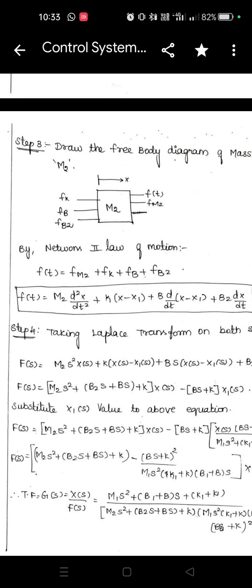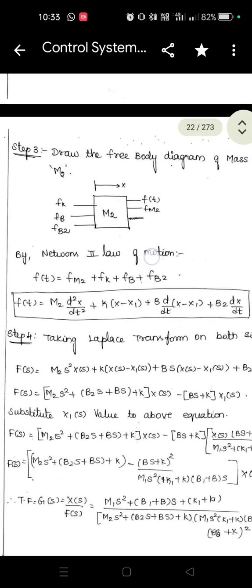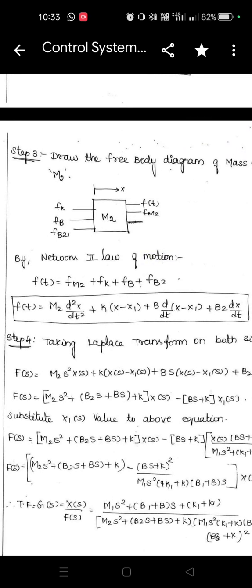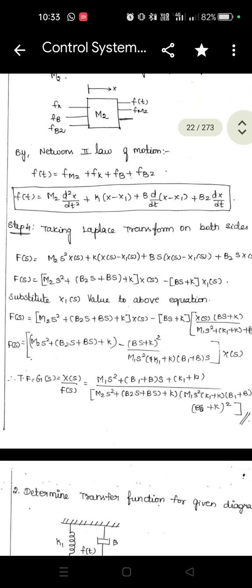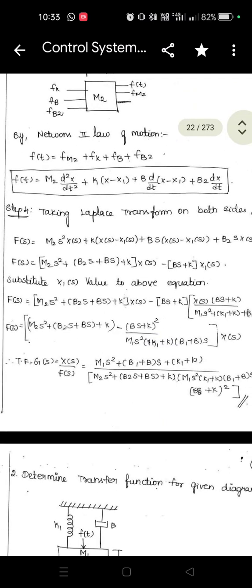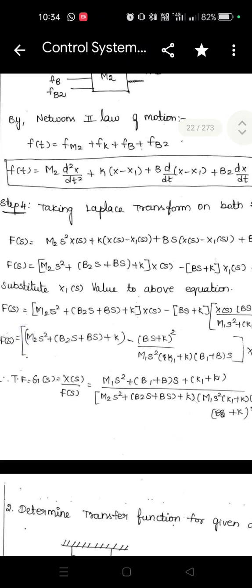Next I'm going to apply Newton's third law. Sorry guys, Newton's third law. So the sum of the applying force equals the sum of the opposing force. So here the force element is connected to mass element m2. So f of t equals f of m2, f of k plus f of b plus f of b2. So next I'm going to apply the time domain formula for each element, and I'm going to take the Laplace transform for this equation. So the t can be replaced with the s.